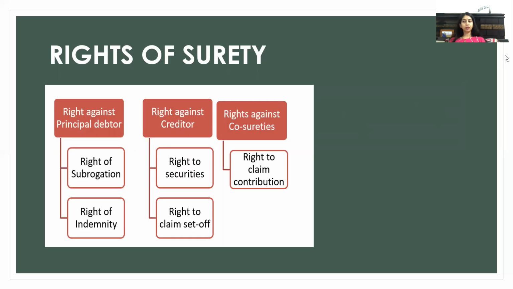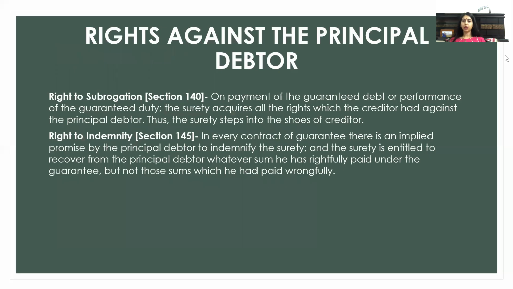Right against the principal debtor. Against the principal debtor, surety has two types of rights: right of subrogation and right of indemnity. Right against the creditor. Against the creditor, again surety has two types of rights: right to securities and right to claim set off. Third, right against co-sureties, he has one right, to claim contribution. So we'll look at these rights in detail now.